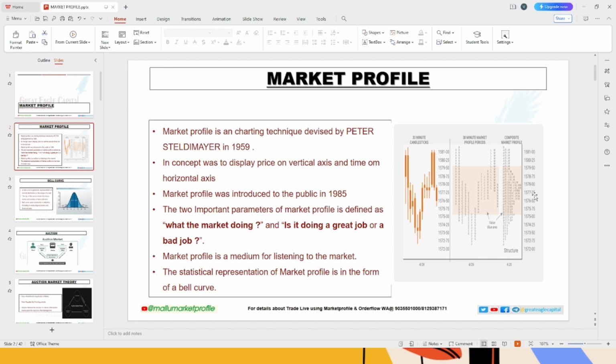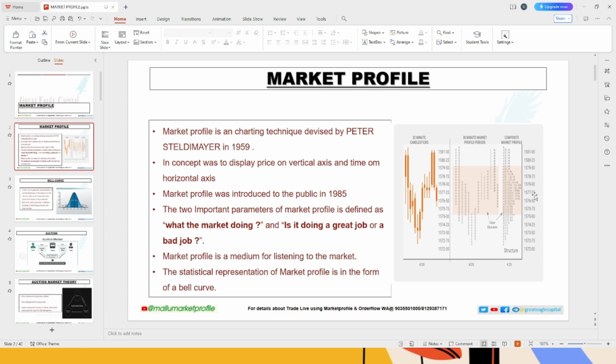This market profile chart was used by the institutional investors around the CBOT, guided by Steidlmayer, till 1985. Once Dalton came into the picture, who was a student of Steidlmayer, he publicized it and introduced it to the public in 1985. This is how the journey of the market profile started. In 1959 it was invented by Peter Steidlmayer, and in 1985 it was introduced to the public by Dalton.